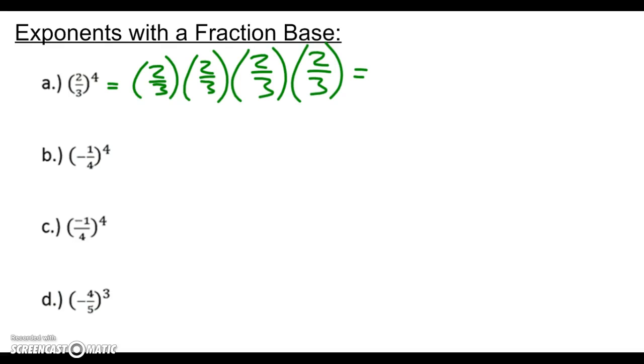Multiply straight across on top, multiply straight across on the bottom. So we got 2 times 2 times 2 times 2, and 3 times 3 is 9, times 3 is 27, times another 3 is 81. So there's your answer.